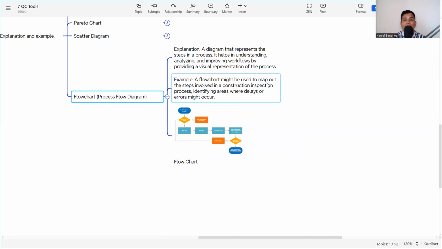A flowchart might be used to map out the steps involved in a construction inspection process, identifying areas where delays or errors might occur. As in the example I gave, the flowchart is very much important. So whenever you are a quality control engineer, put every work in a flowchart or flow process, then you can easily find out at which stage the error is, so that you can find the defect and redefine the process so that the end product will be as per the requirement, or will exceed the client requirements.